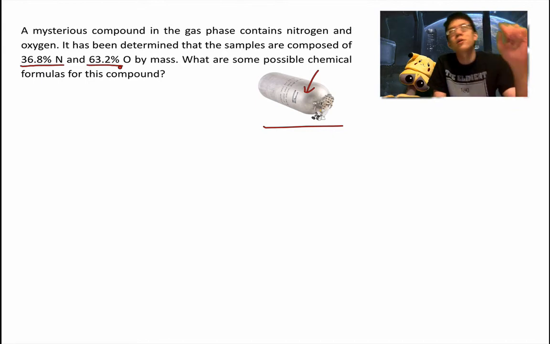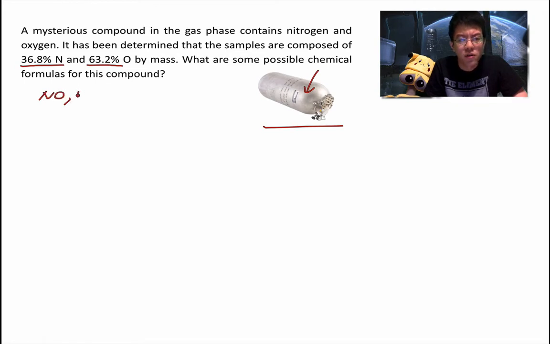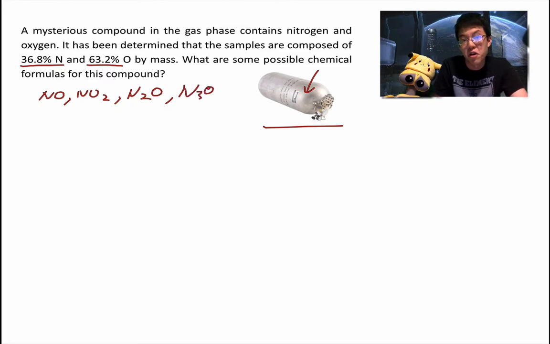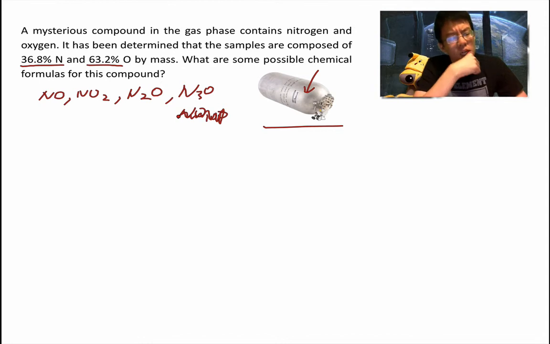All right, so I'm thinking, well, maybe it's NO or NO2 or maybe N2O, or I don't know, it could be any combination of N and O. It could be N3O, it could be NO100 for all I know, though usually that doesn't happen. All right, so I want to know what are some chemical formulas for this that it could be.